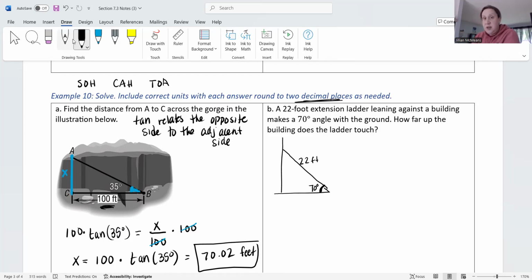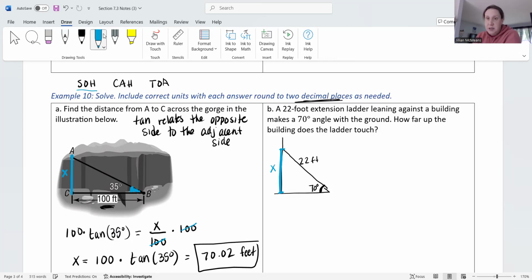Now, our goal is to figure out how far up the building the ladder touches. So our goal is to find this distance right here. Let's call it x. We need to see what we've got here. We don't have the adjacent side to this angle. So with where 70 degrees is, the adjacent side is unknown. So is the opposite side, but we do have the hypotenuse. So we need to find the opposite side, and we already have the hypotenuse.